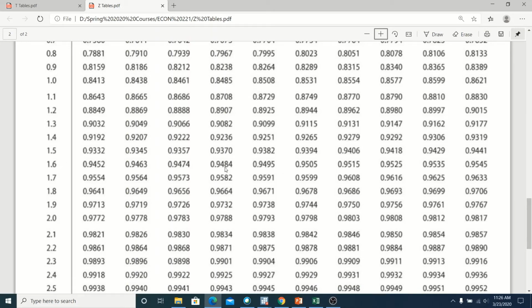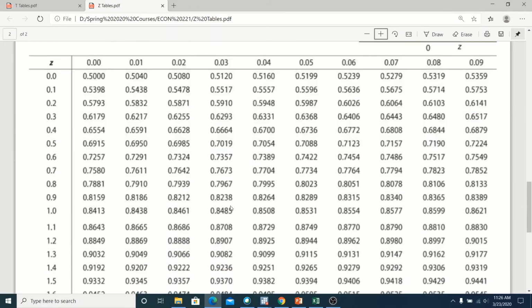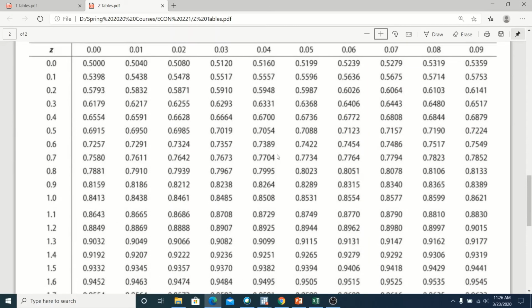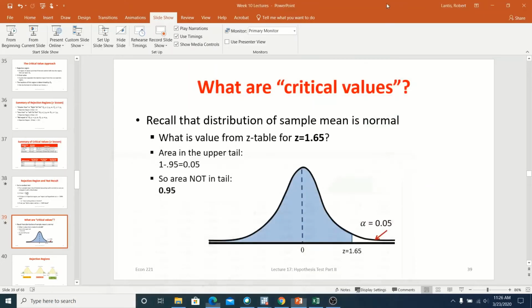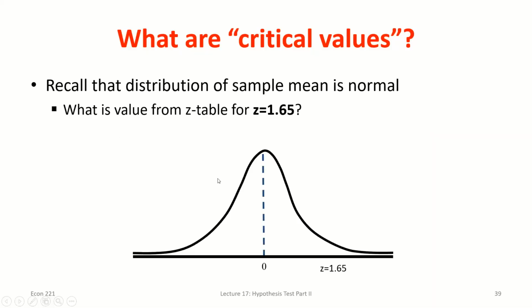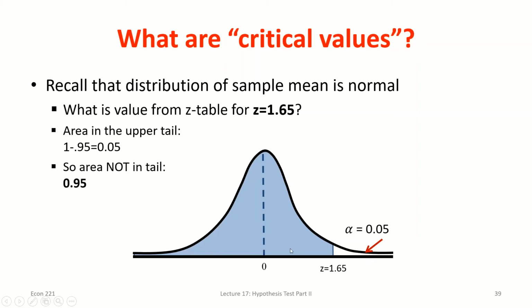So 1.64 and 1.65, it's in between. So I take the higher of the two, 1.65, and that's going to be my critical value for the 5% significance level for a right-tailed test. And now if my test statistic falls anywhere in this white region, because it's 1.65 standard deviations away from the assumed truth value or any further, then I'm okay rejecting. If it doesn't, I fail to reject.